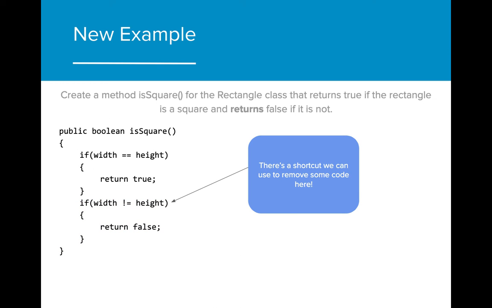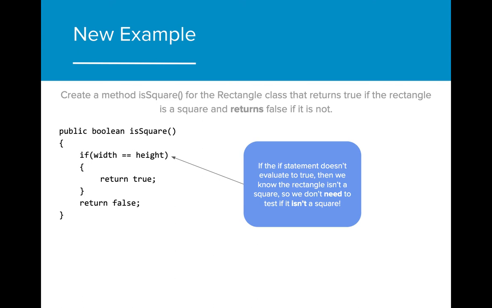We actually don't need to write this method with two if statements. There is a shortcut we can implement to make this problem a little more simple. Because the first if statement compared the width and the height, if they are not the same, then we know immediately that the rectangle is not a square. Since that's the case, we can actually put return false outside of the if statement.